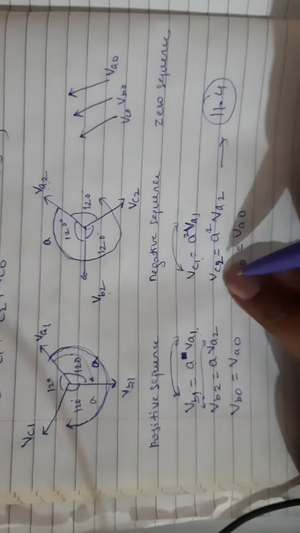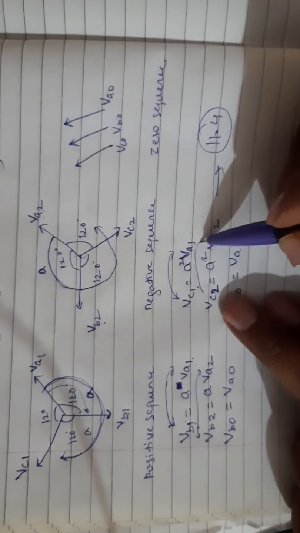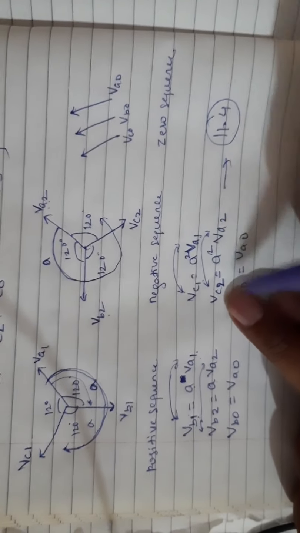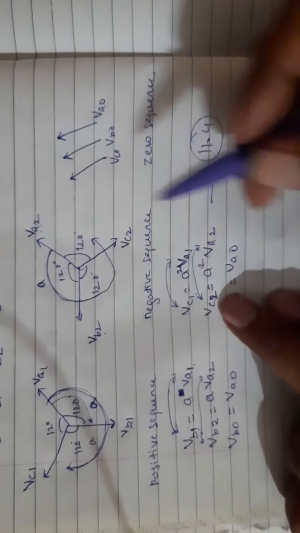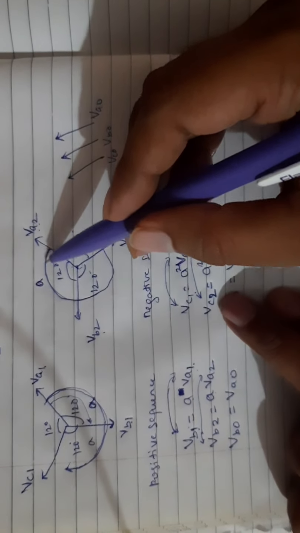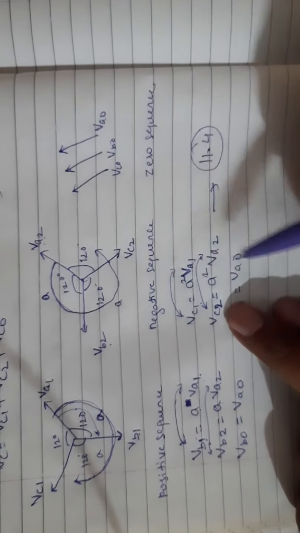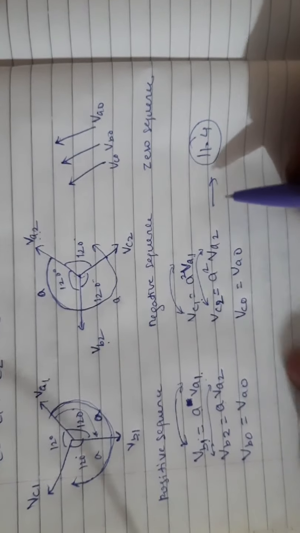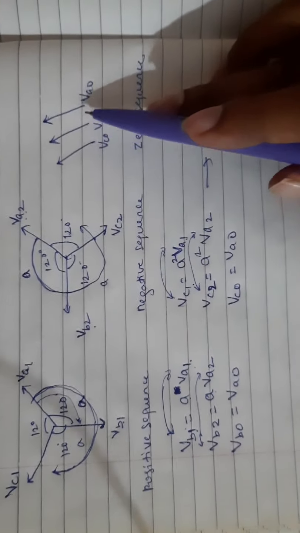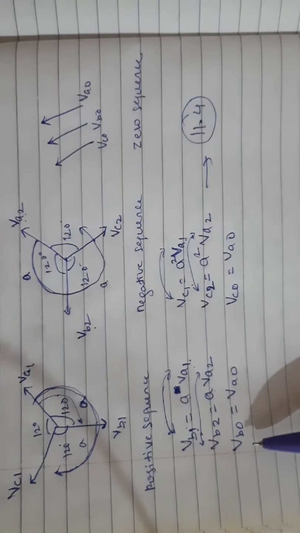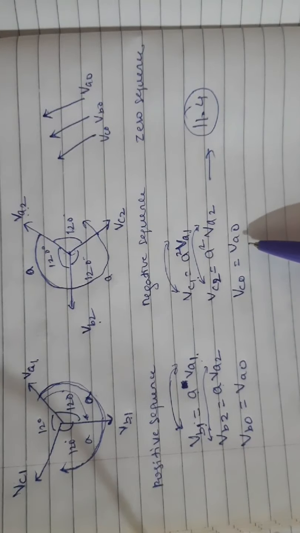Now VC2 and VA2. It moves from VA2 by another a, so it moves till here. So it is a squared VA2. Now the zero sequence doesn't have any phase displacement. So VB0 is equal to VA0, and VC0 is equal to VA0.